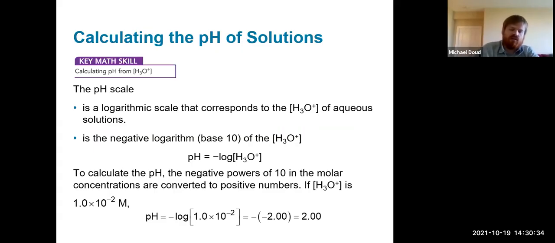Well, it turns out that this is a little easier than you might think. The p here is like an old function that people used to use a long time ago in mathematics, and all it means is the negative log. So pH just means the negative log of the concentration of H, or the hydrogen ion, which we know is better modeled as the hydronium ion, right?